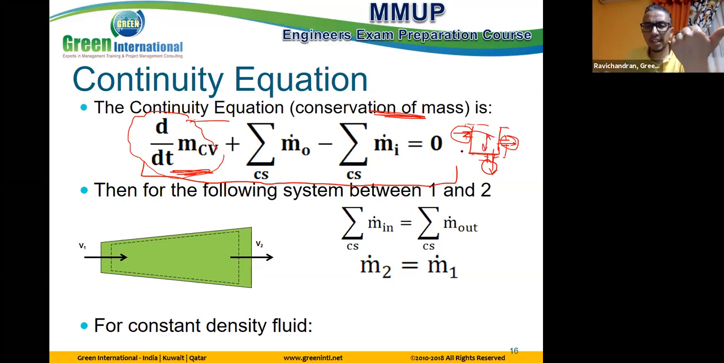But this one, d by dt of m control volume, is the change of the flow inside. You remember the case of the unsteady, uniform tank? It is the same as this. This describes the change of the masses inside, whether it increases or decreases. It gives a relation to measure that.